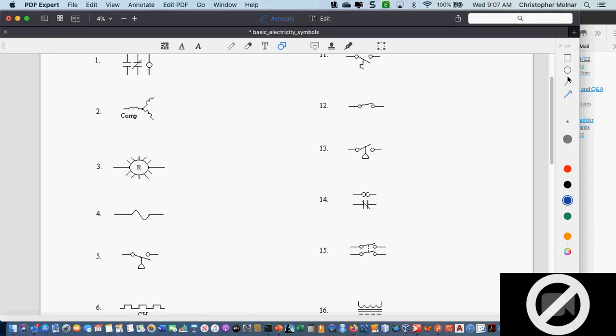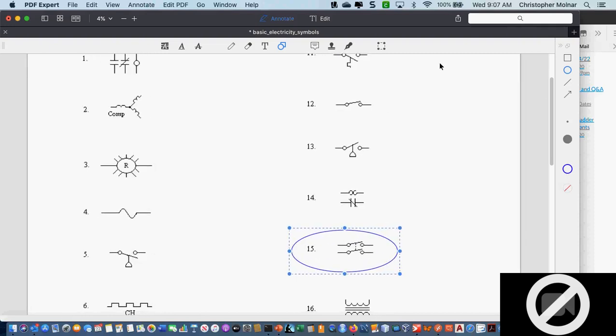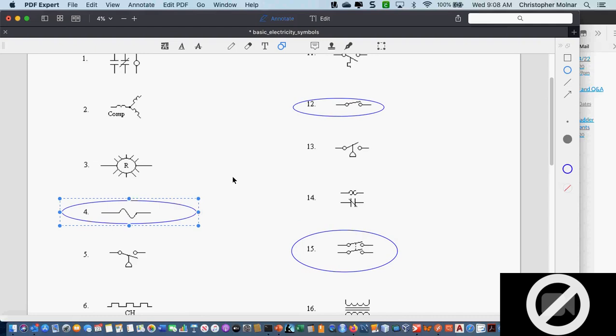What symbol 15? Double pull, double throw. Double pull, double throw, switch. What about 12? Single pull, single throw. Single pull, single throw. That is correct. Now, what about number 4?